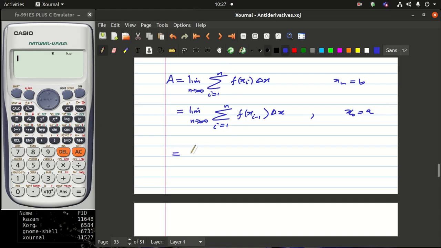And also, you can find it by taking the limit as n approaches infinity of the sum from i equals 1 to n of f of x_i star times delta x. So you can use either of these, and you will get the exact same area.